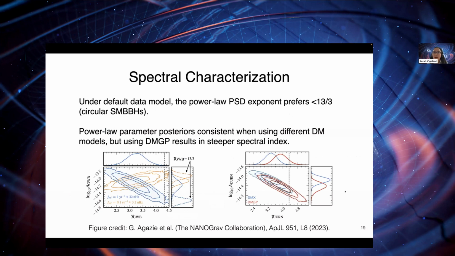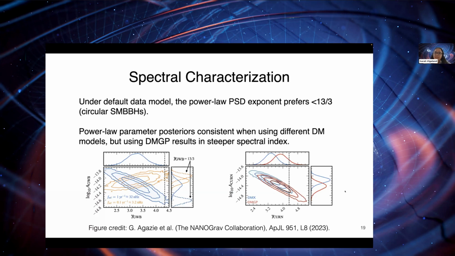All right, so if we use this power law power spectrum model, we find a preference for a spectral index gamma that's shallower than 13/3. That's shown in the corner plot on the bottom left. However, the recovered posterior on the amplitude and spectral index are sensitive to noise modeling choices. In particular, we need to model changes in the dispersion measure, which is produced by dispersion of the pulses by the interstellar medium along the line of sight.